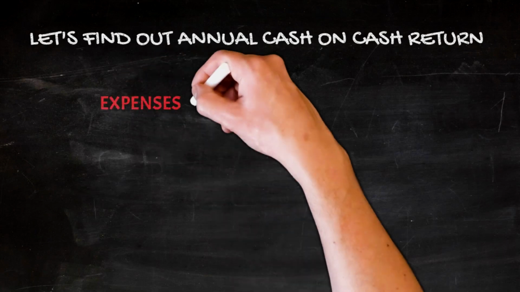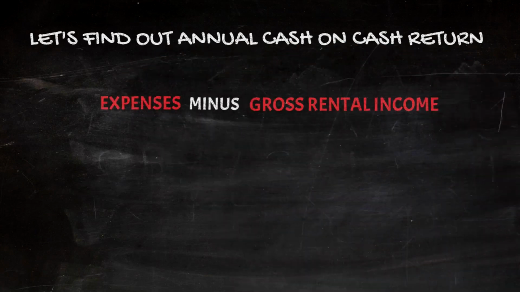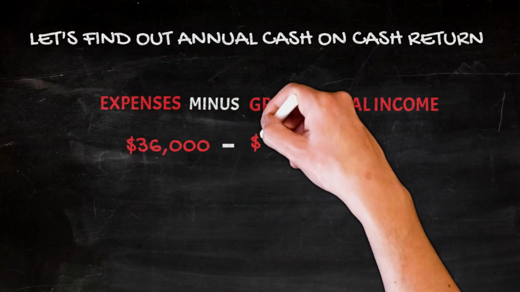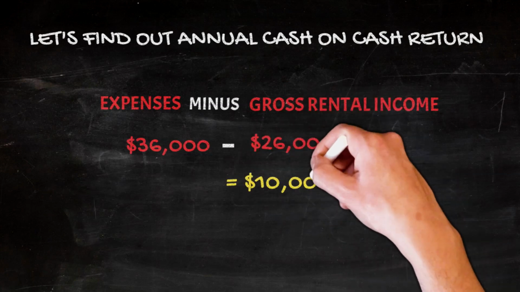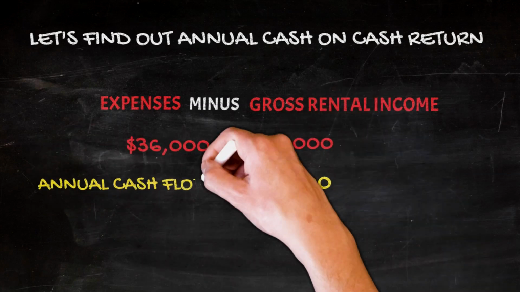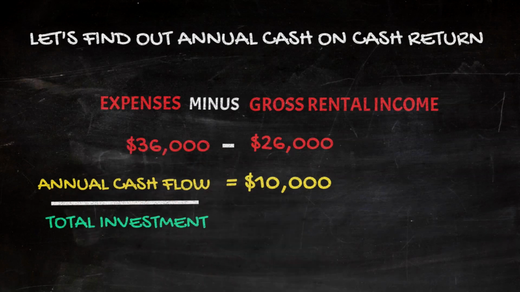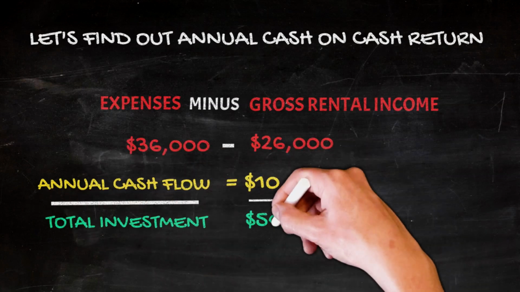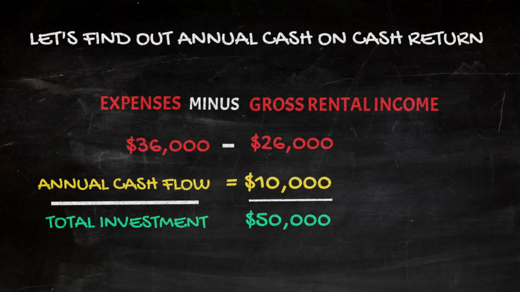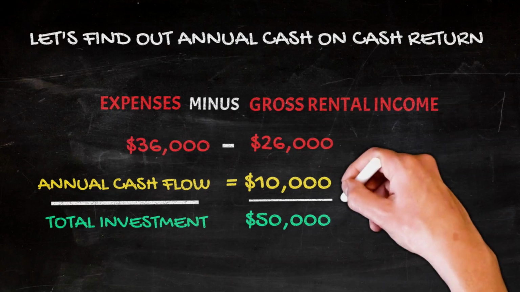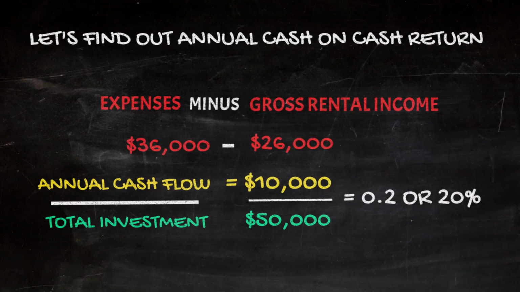With this information in hand, we can easily figure out your property's annual cash-on-cash return. We would first subtract the expenses from the gross rental income, $36,000 minus $26,000, which comes to $10,000. This is your annual cash flow. Then we'll divide your cash flow by the total amount of money you invested, which in this case is $50,000. $10,000 divided by $50,000 equals 0.2, which translates to 20%.